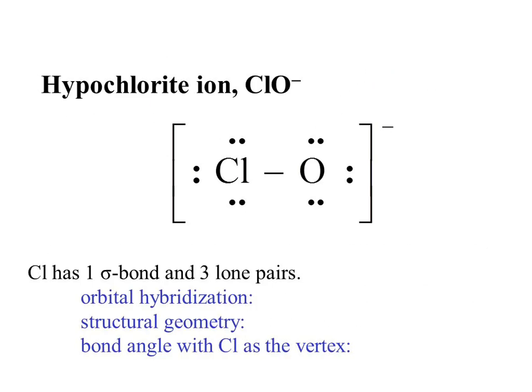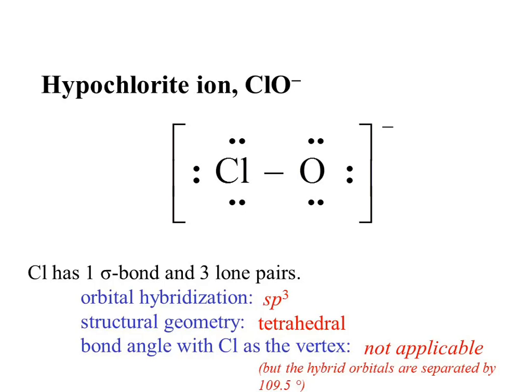Let's do this one, and let's look at the chlorine atom. Like this slide says, around the chlorine atom, there's 1 sigma bond to the oxygen atom. There are 3 pairs of lone pair electrons. So 1 plus 3 is 4 again. So you're back to that 3rd row. What's its orbital hybridization? sp3, perfect. Structural geometry? Tetrahedral. Now this is where I say not applicable, but you would say 109.5.